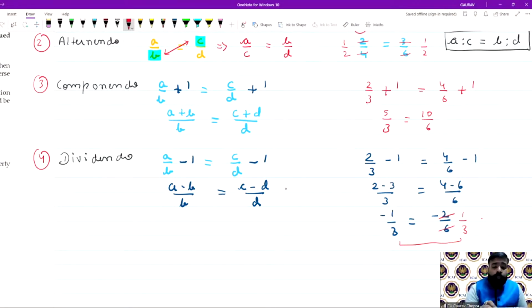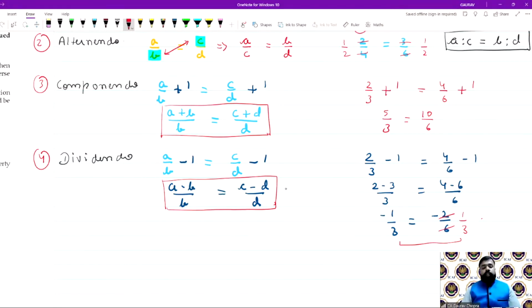So basically what becomes the formula for componendo and dividendo? For componendo, just add both the values. That is, if A by B is there, we have to do A plus B upon B, and C by D, we have to do C plus D upon D. And in dividendo, instead of plus, we have to put a minus sign. This becomes dividendo. So only we have to do plus 1 and minus 1 and not any other value. Okay.